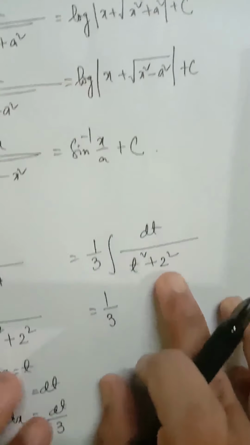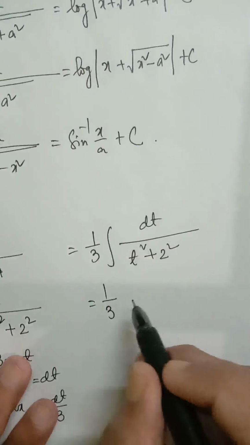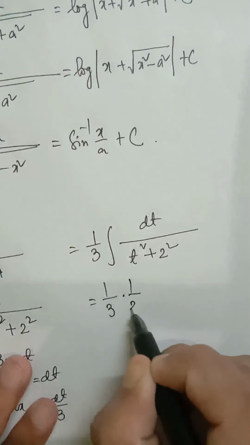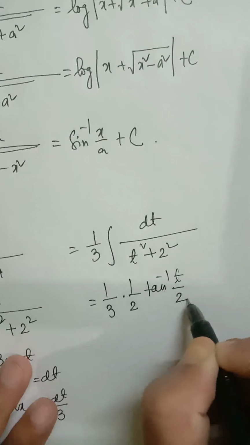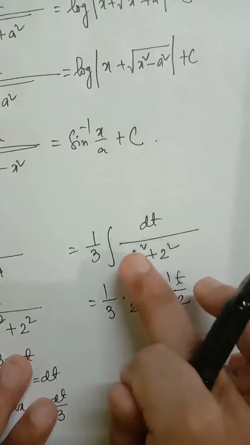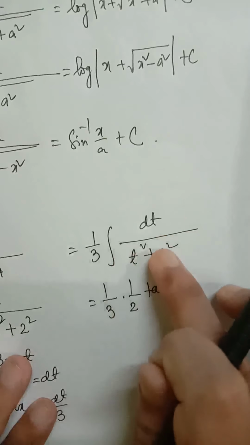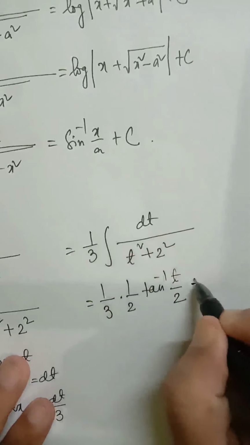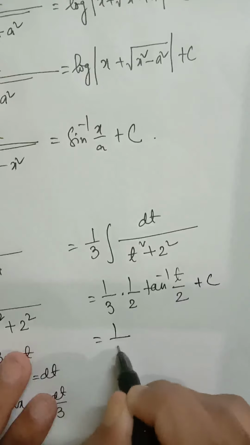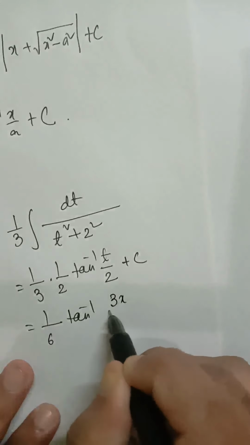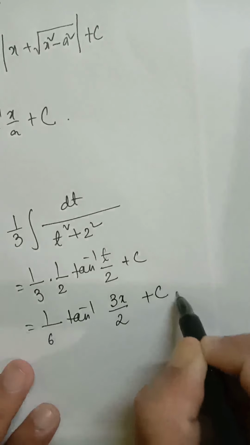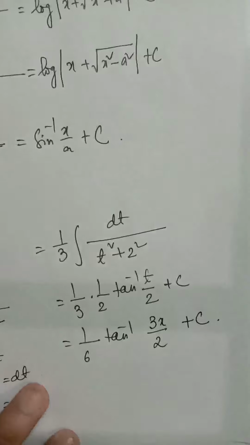But in this question the variable is t, so its answer will be 1 by 2 tan inverse of t by 2. Here the variable is t, so it will be t by a, that is t by 2, plus c. And so it is 1 by 6 tan inverse of t by 2 plus c. Since t equal to 3x, it will be 3x by 2 plus c. So this is the answer.